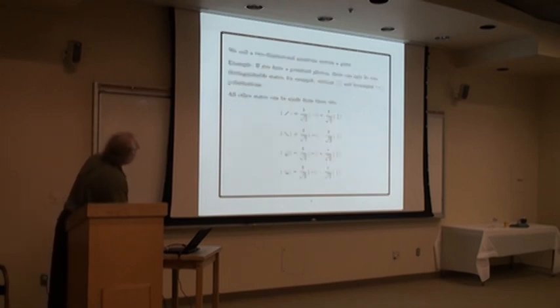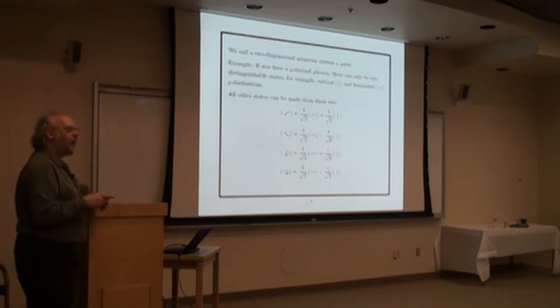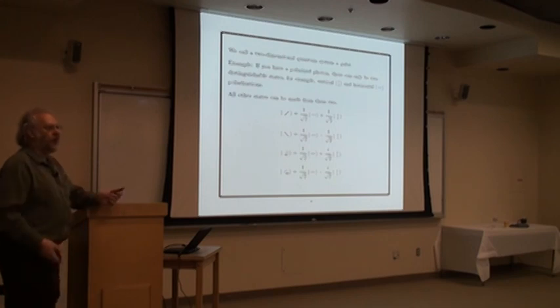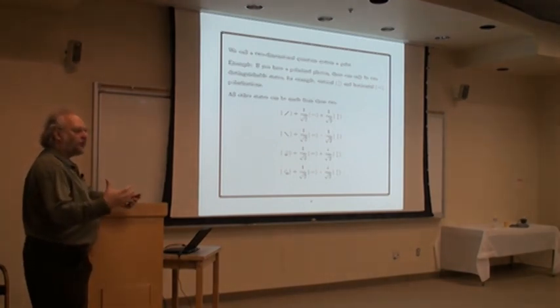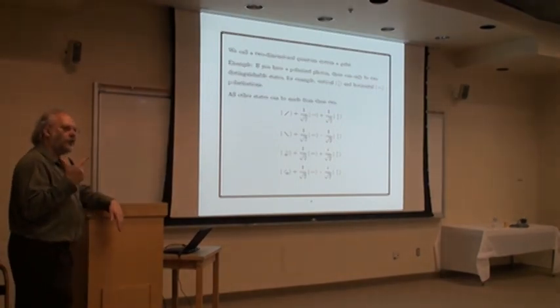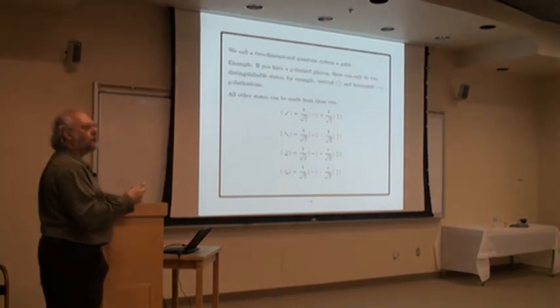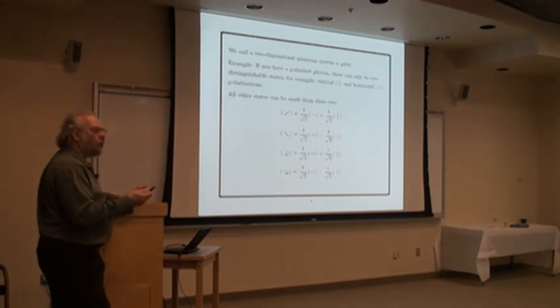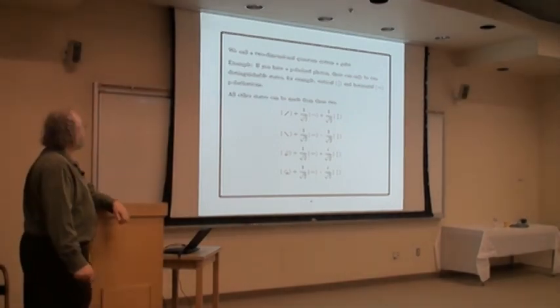So we call a two-dimensional quantum system a qubit. In classical information theory and classical computer science, you work with bits, which are just two-state systems. Well, a two-state quantum system is a two-dimensional vector space, because you can only have two orthogonal vectors in a two-dimensional vector space. The example most people are familiar with is polarization of light. If you have a polarized photon, there can only be two distinguishable states. You can choose, say, horizontal and vertical, which are two distinguishable states.